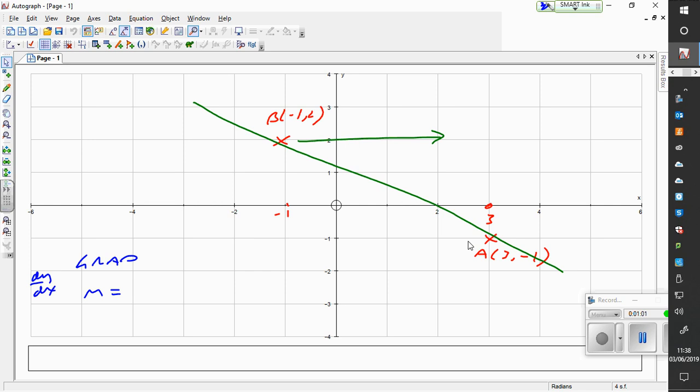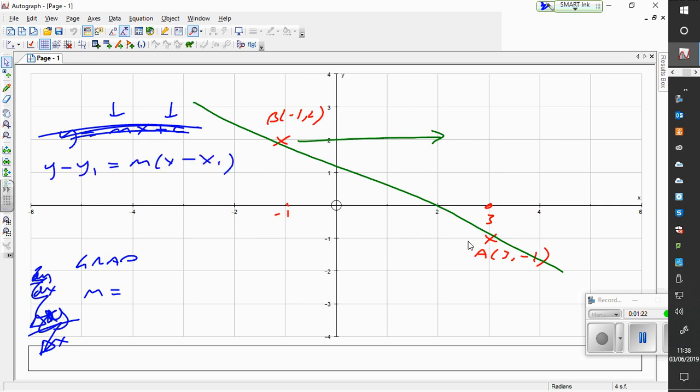dx, which you'll find out later, or delta y over delta x. It doesn't matter. For now, I'm just going to call it m because you know from GCSE that y equals mx plus c, where m is your gradient and c is your y-intercept, but we're going to actually get rid of that formula now. I want you to use y minus y1 equals m(x minus x1), which we'll talk about in the next video, right? But where m is your gradient.